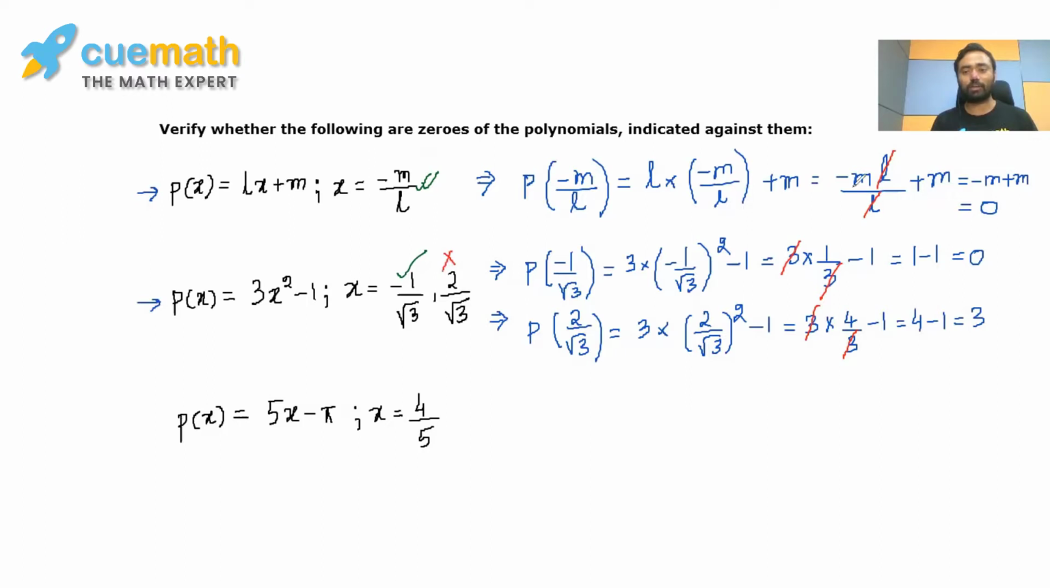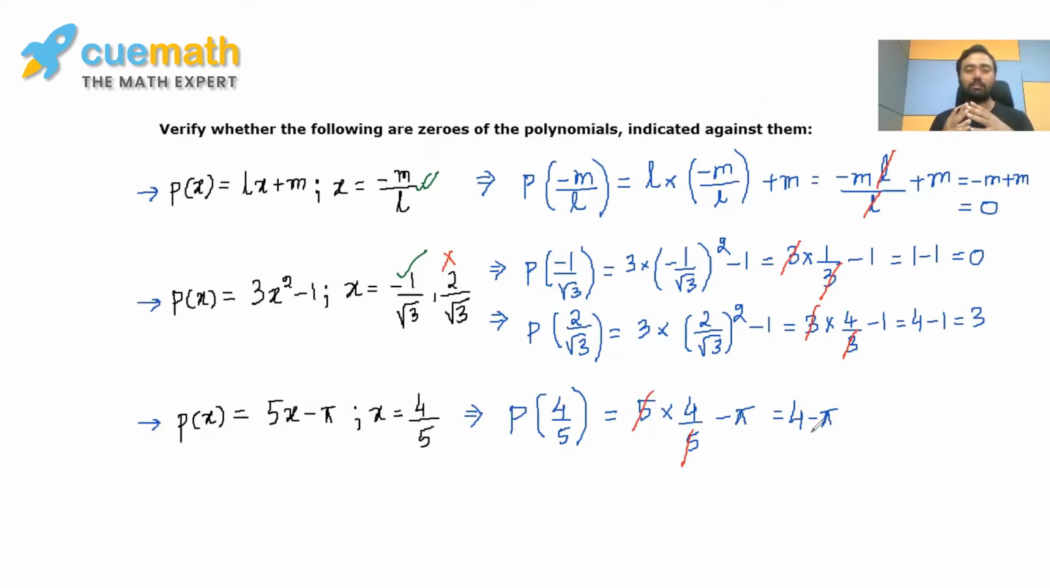Let's now check for the last polynomial, which is p of x equals 5x minus pi. And we'll have to check for the value of the variable x equals 4 over 5. So in place of x, we are going to substitute 4 over 5. So p of 4 over 5 equals 5 times 4 over 5 minus pi. And we eliminate the common factors. We are going to get 4 minus pi here. Now 4 minus pi will not give us a 0.